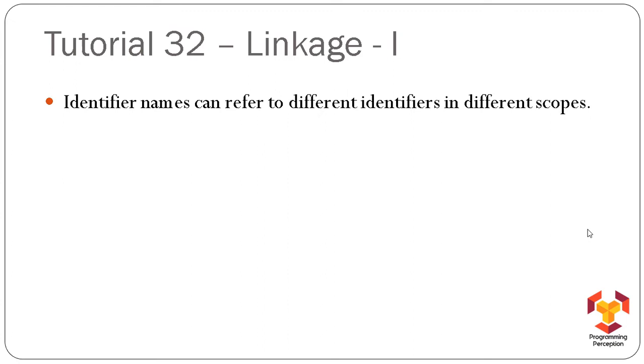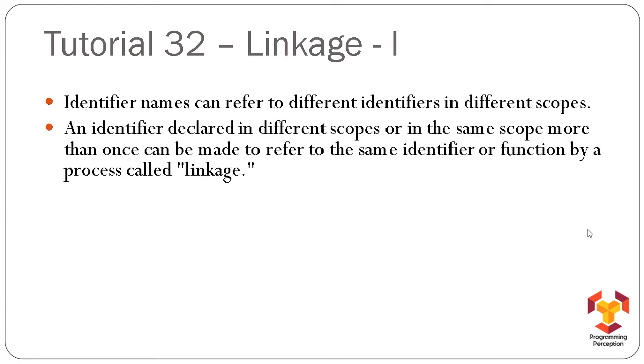So let's proceed. Identifier names can refer to different identifiers in different scopes. An identifier declared in different scopes or in the same scope more than once can be made to refer to the same identifier or function by a process called linkage. Now, if there is more than one identifier at the same place, and you are accessing a specific identifier there, definitely the compiler might call any of those two identifiers.